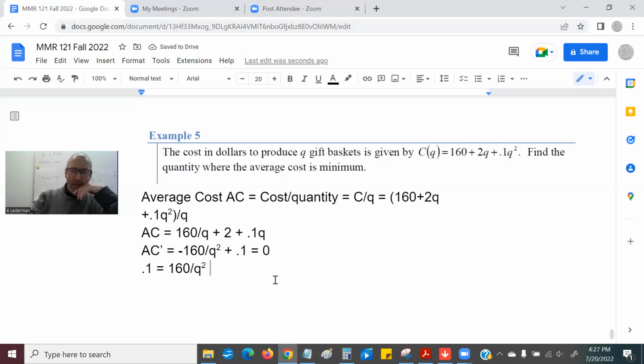So that means that Q squared is going to equal 160 divided by 0.1, and that equals 1600. Q is going to equal the square root of 1600, which is 40.